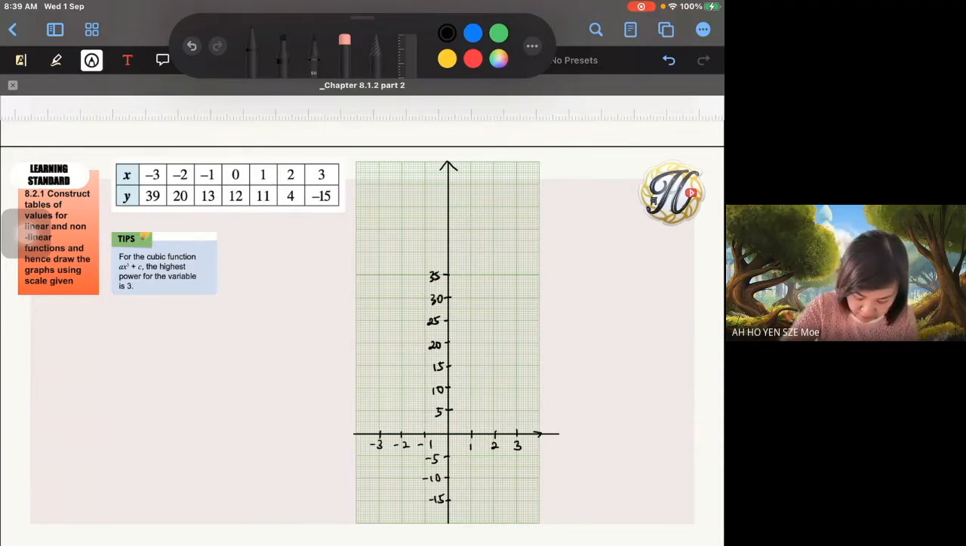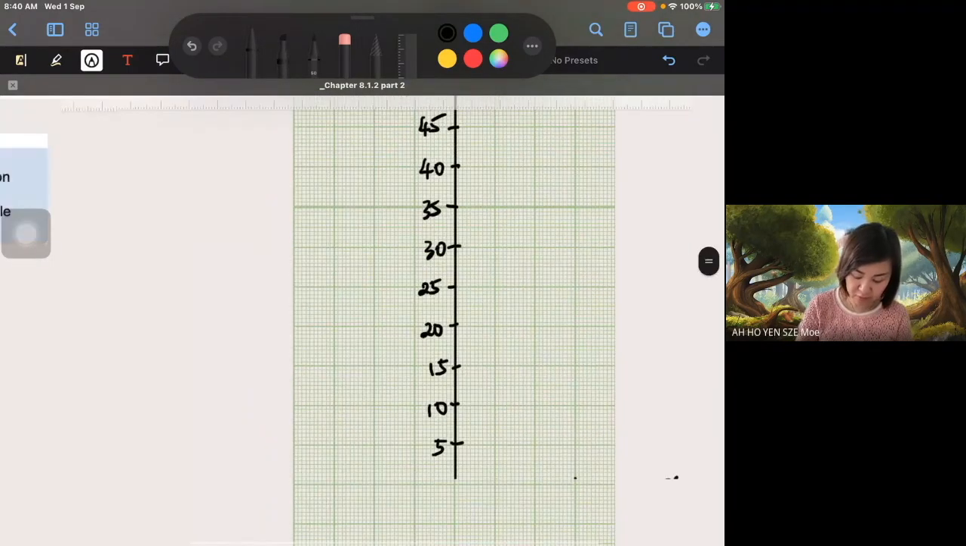Until what? The value? Until 40, right? 35, then 40. We can stop. Even if you proceed also can, but the maximum here is only 39. Okay, 39 only. So this is your x. Then after that, you draw your x and y. Then you can start to plot. Negative 3 and 39. How to get 39? Negative 3 here. Must plot correctly.